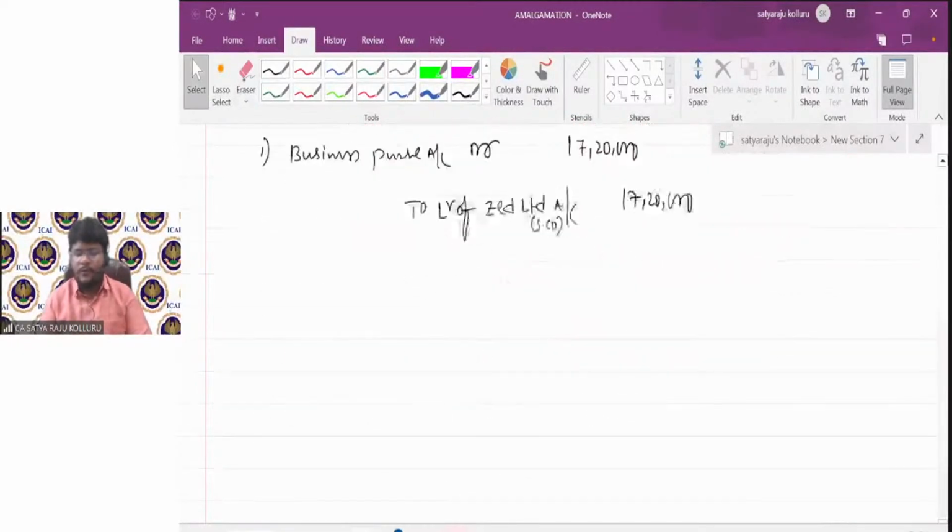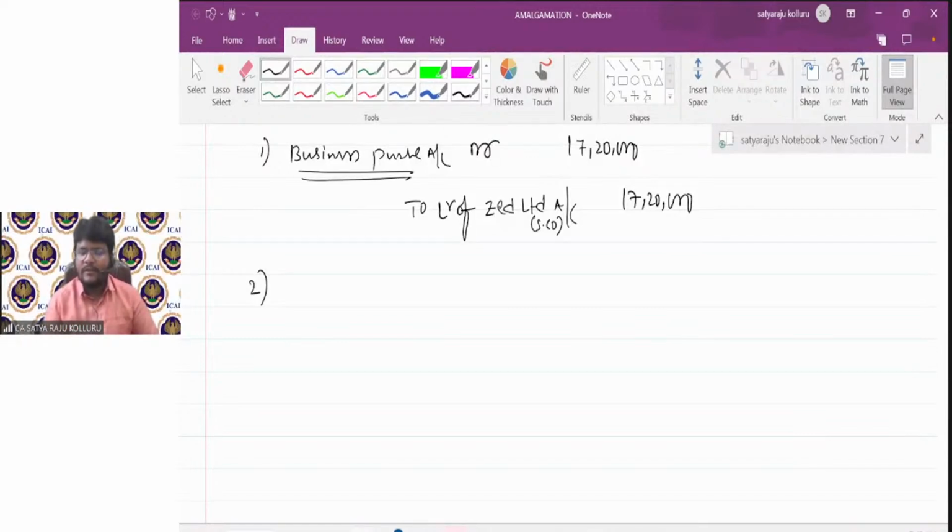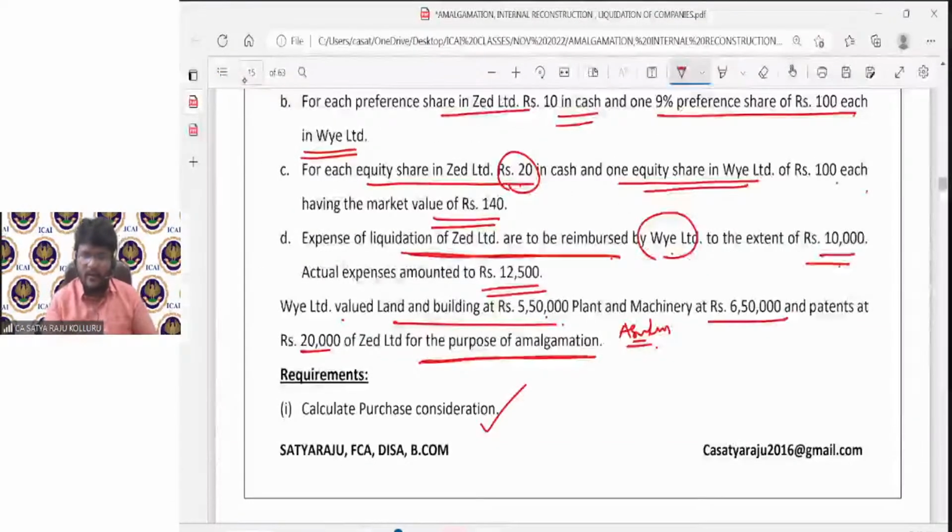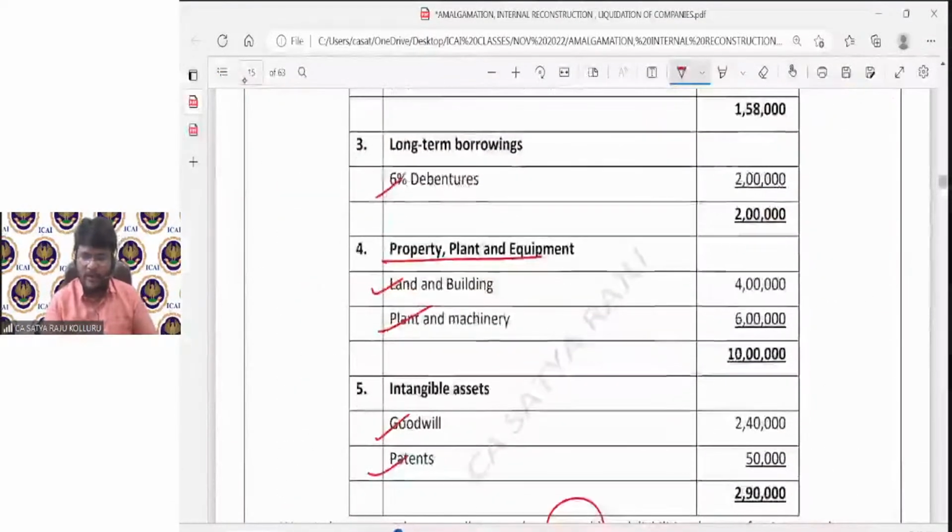Now, all of you, what do we need to do? We need to incorporate assets as well as liabilities by cancelling the business purchase. What are all the different assets you are considering? Now, assets taken over. One by one, please let me know, guys.